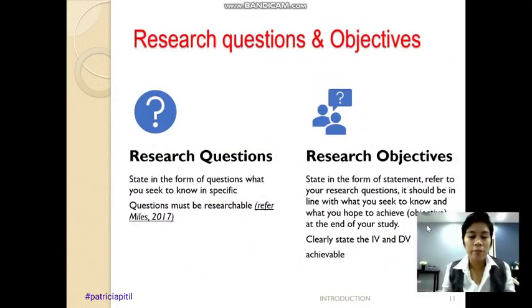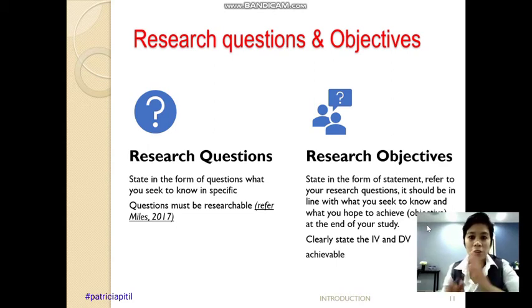Okay, after you have written a good elaboration on the problem statement, now we shift to another subchapter, 1.3 research question and 1.4 research objective. Okay, right, in research we have to mention in the form of a question what you want to know specifically. Research question must be researchable, and I would like you to read Miles 2017 on the best way to write a research question. Same goes to research objective. Following after the research question, it should be stated in the form of a statement. Research question is asking, research objective is the form of a statement referring to your research question.